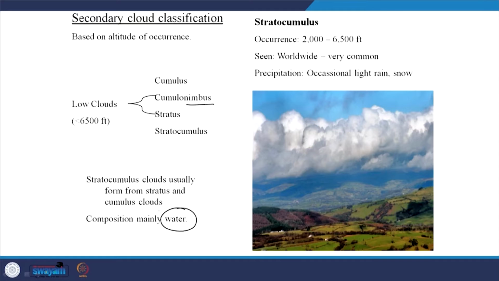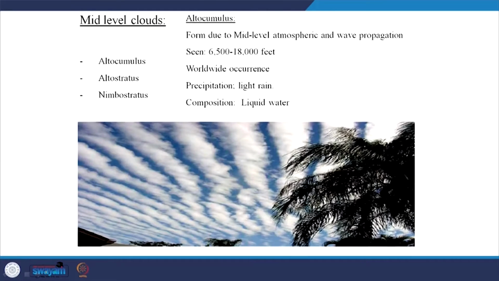So depending on the altitude of occurrence, of course, the content is already decided. That means what can be the primary content? Is it going to be water or is it going to be ice, right? Then the mid-level clouds, apart from the low-level clouds, are altocumulus, altostratus, and nimbostratus. Here you see alto, which indicates the height, the upper altitude regions, and nimbo means the moisture content.